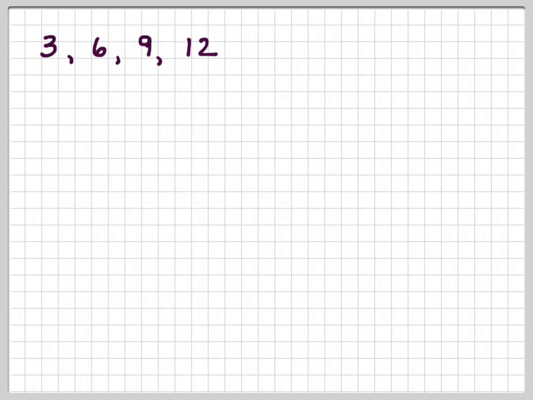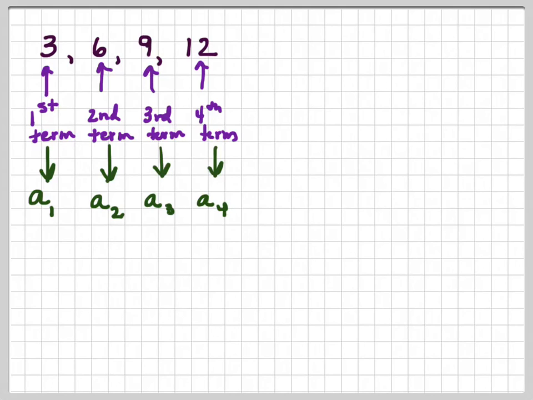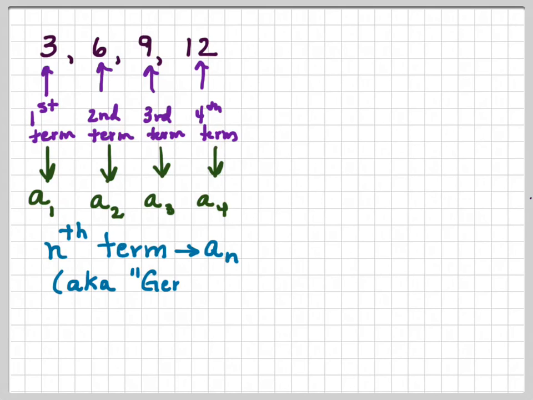Let's take a look at the sequence 3, 6, 9, 12. 3 is the first term, 6 is the second term, 9 is the third term, and 12 is the fourth term. The first term is a sub 1. The second term would be a sub 2. The third term would be a sub 3. The fourth term would be a sub 4. The nth term would be a sub n. So the variable n stands for what order it is in the sequence. Is it the first term? Is it the 10th term? It's also called the general term.